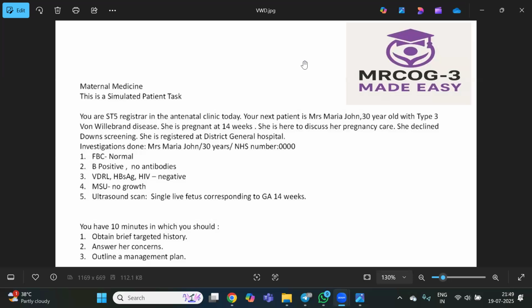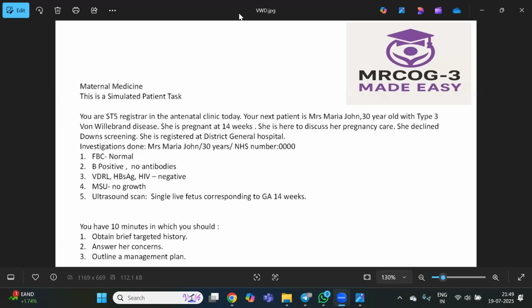See now, Maria, I have your scan report and the booking blood test. So I confirmed your name, age, and the NHS number. The booking tests are all normal, and the scan report shows that the baby is doing fine and you are at 14 weeks. Now, always address the investigations. Now, coming to the medical problem, you have to address the medical problem. Then pregnancy.